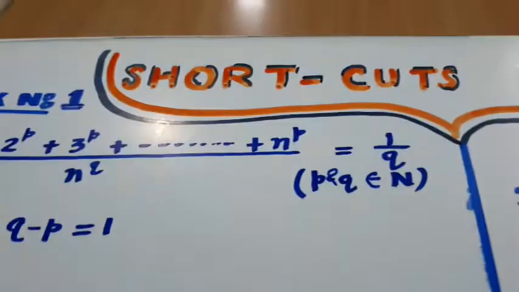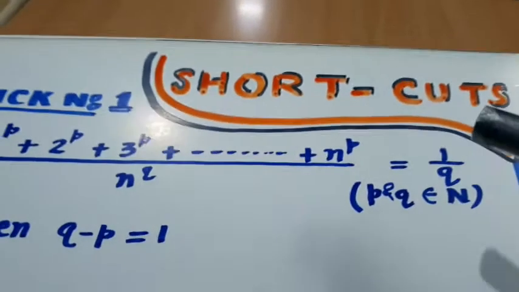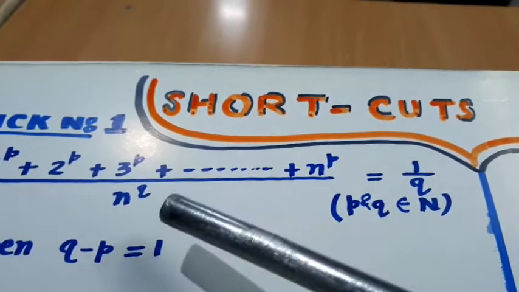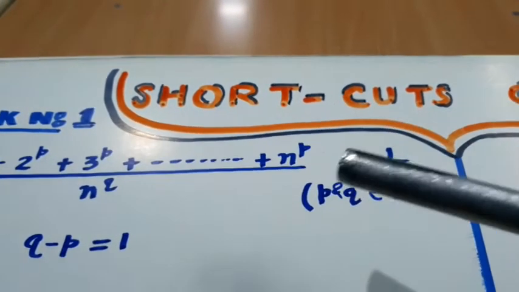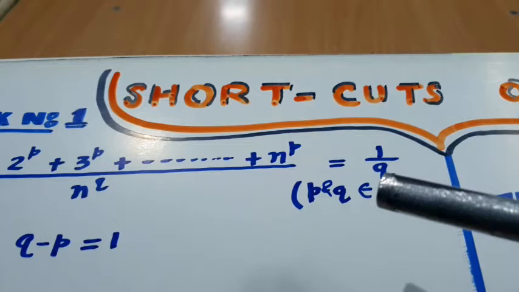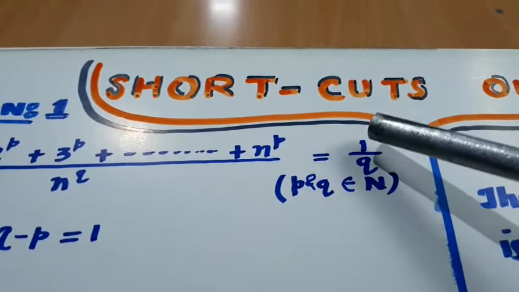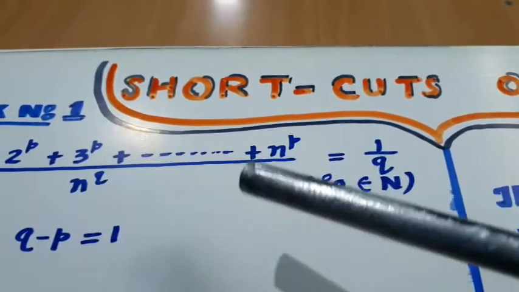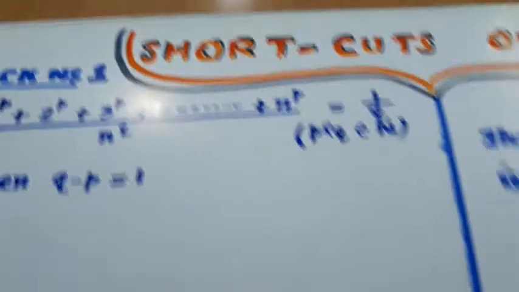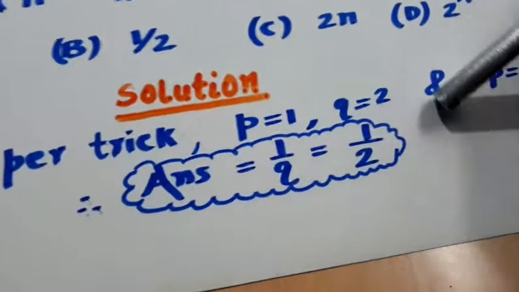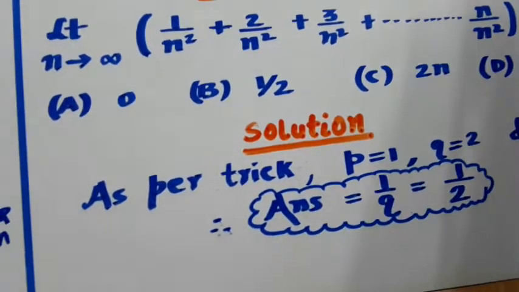See what the answer is: 1 over q comes. So you have to only compare the powers. The powers difference has to be taken into account. So the answer is always 1 over q, the highest power. Here q is 2, p is 1. So similarly here also q is 2, p is 1. So 1 over q is the answer. Now let us go to next.